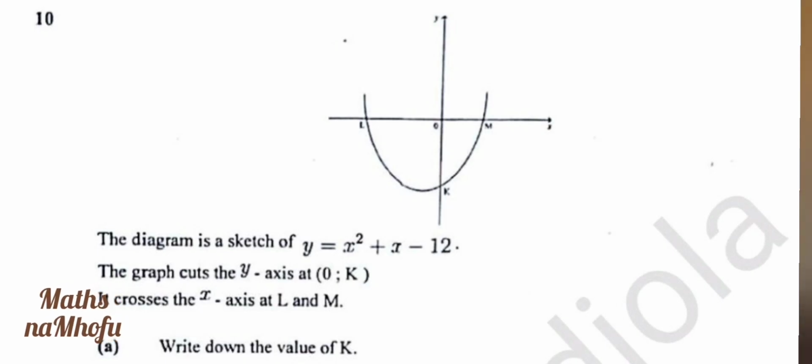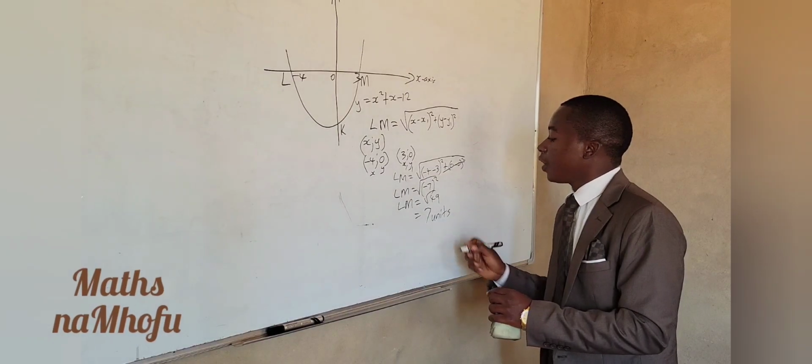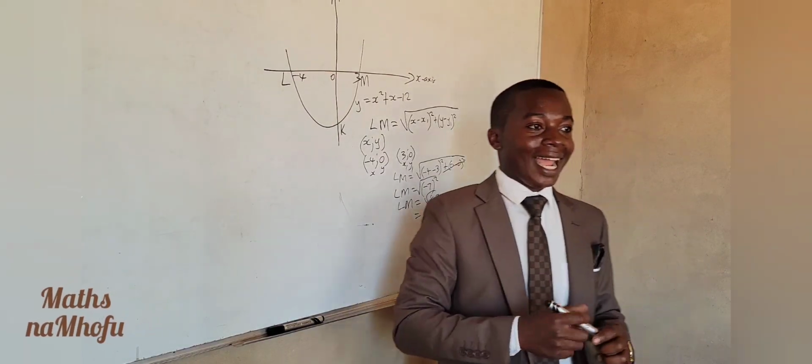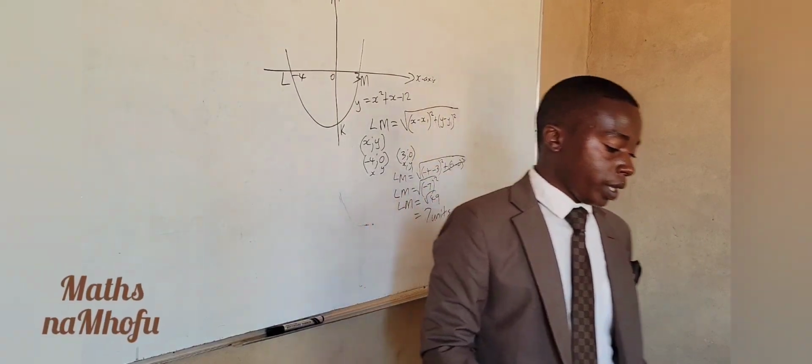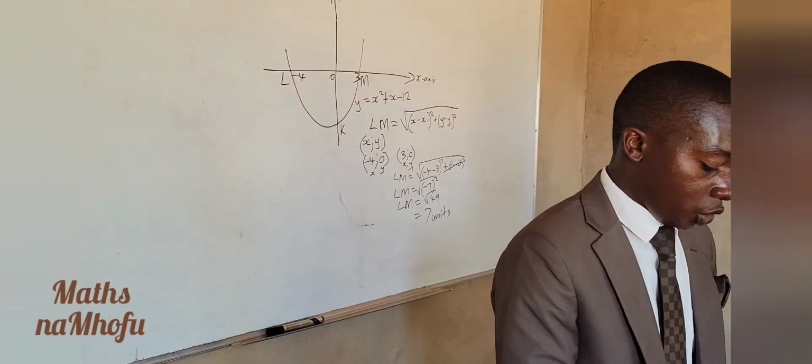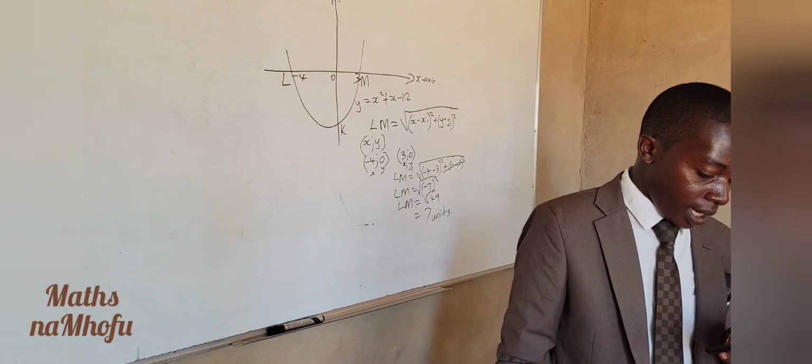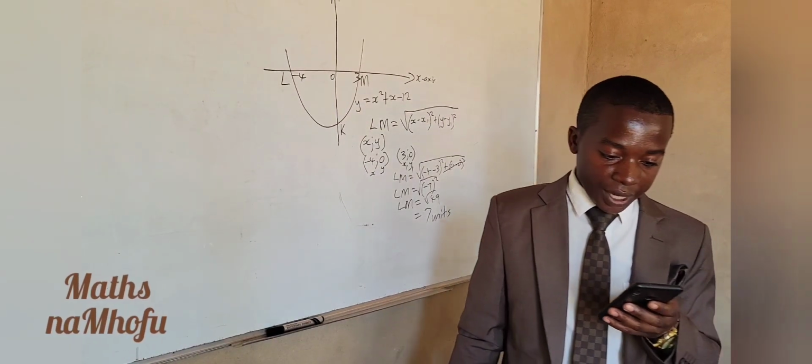Are we told if they are meters or centimeters or what? We are not told, right? So you say 7 what? Units. If you are not given units, you just write units. Are we together? Now let's move on to the next question, which is variation.